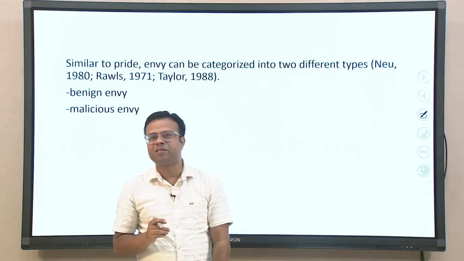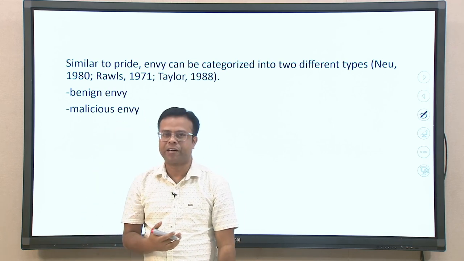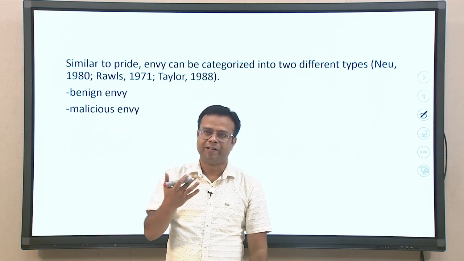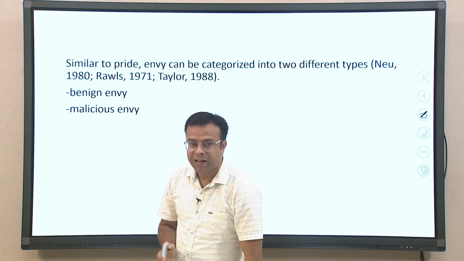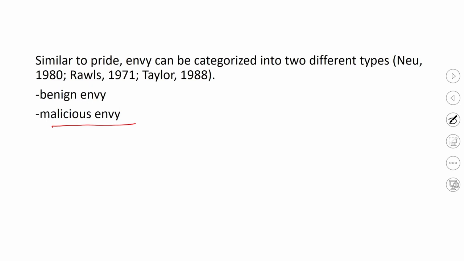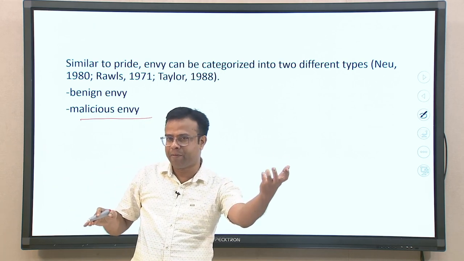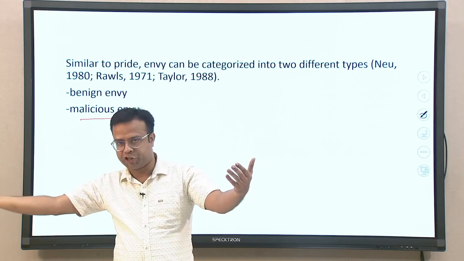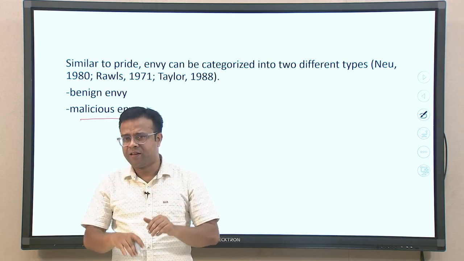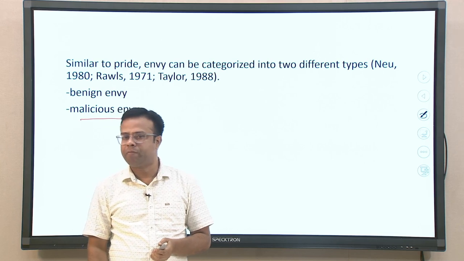One is benign envy, a normal envy where you are not becoming too bitter and leading to all the negative consequences. And one is malicious envy, which can be very negative. People can have a different range of envy experiences. Some can be very benign, mild, some can be very malicious. So in that sense, it can range. So, benign envy and malicious envy.